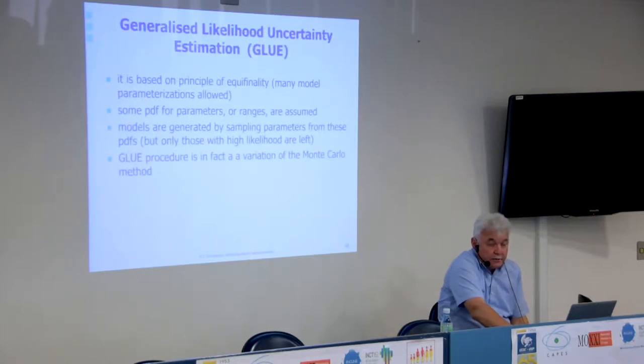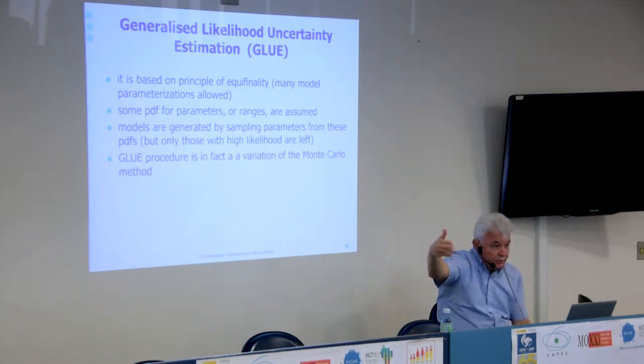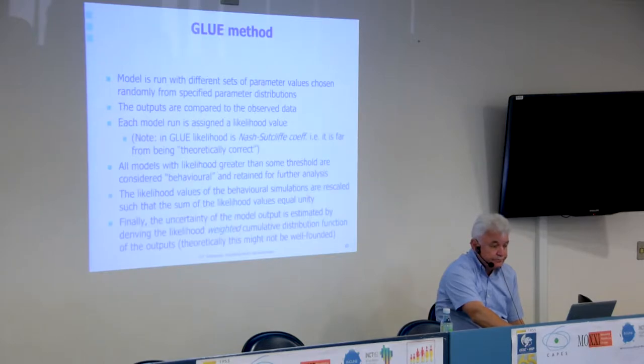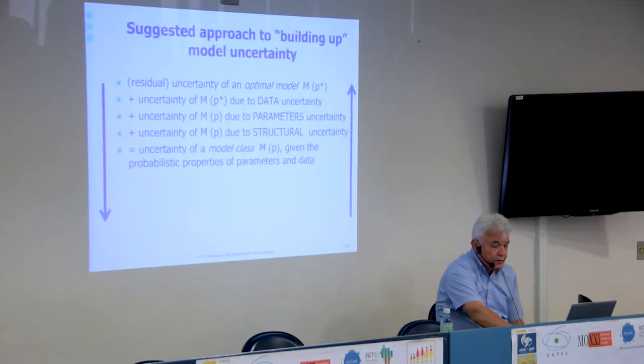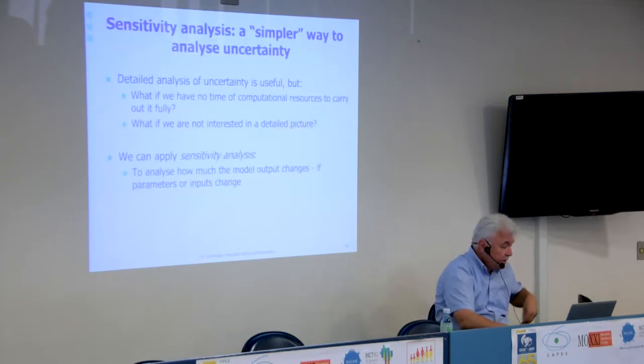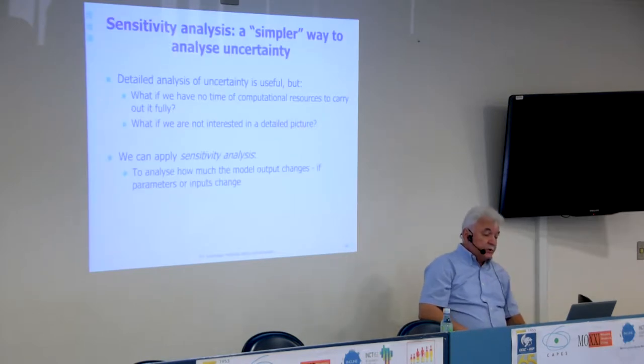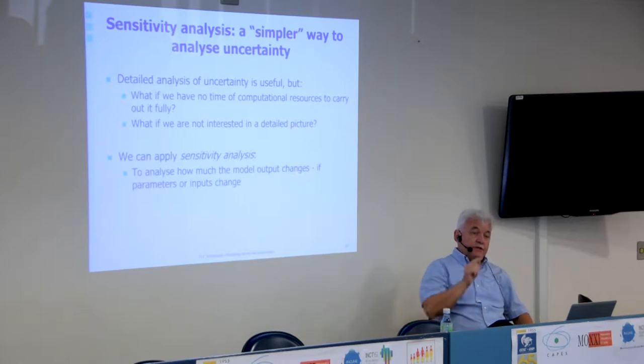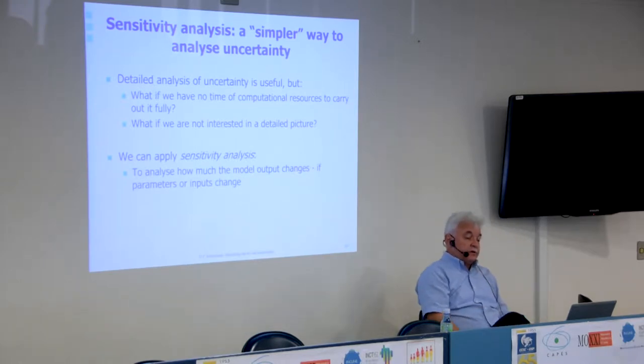But again, this uncertainty analysis is based on Monte Carlo, on sampling, and on judging about uncertainty, looking at distribution of model outputs. Okay, GLUE model. Now, sensitivity analysis. You remember when we discussed theory of modeling, we said you should do sensitivity analysis. So what is sensitivity analysis?